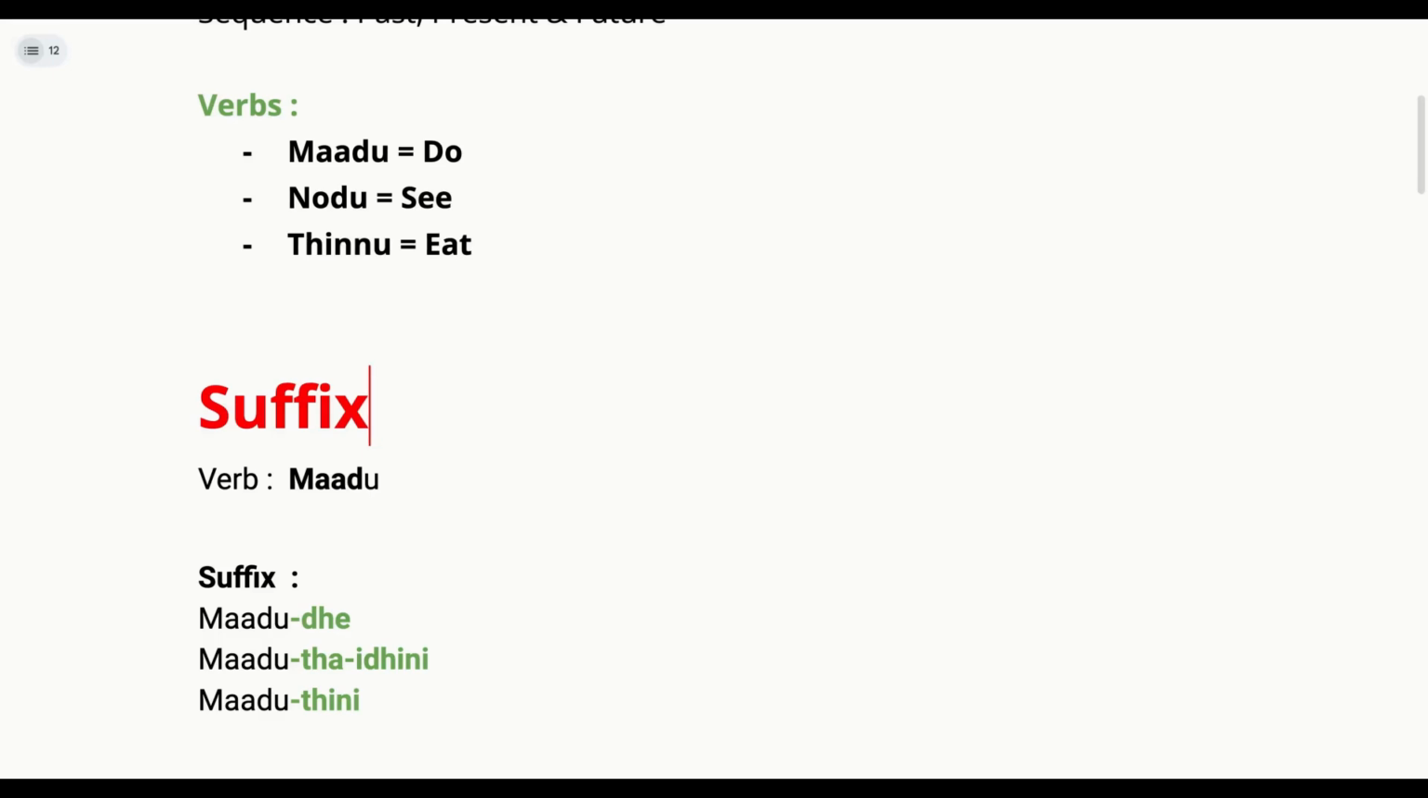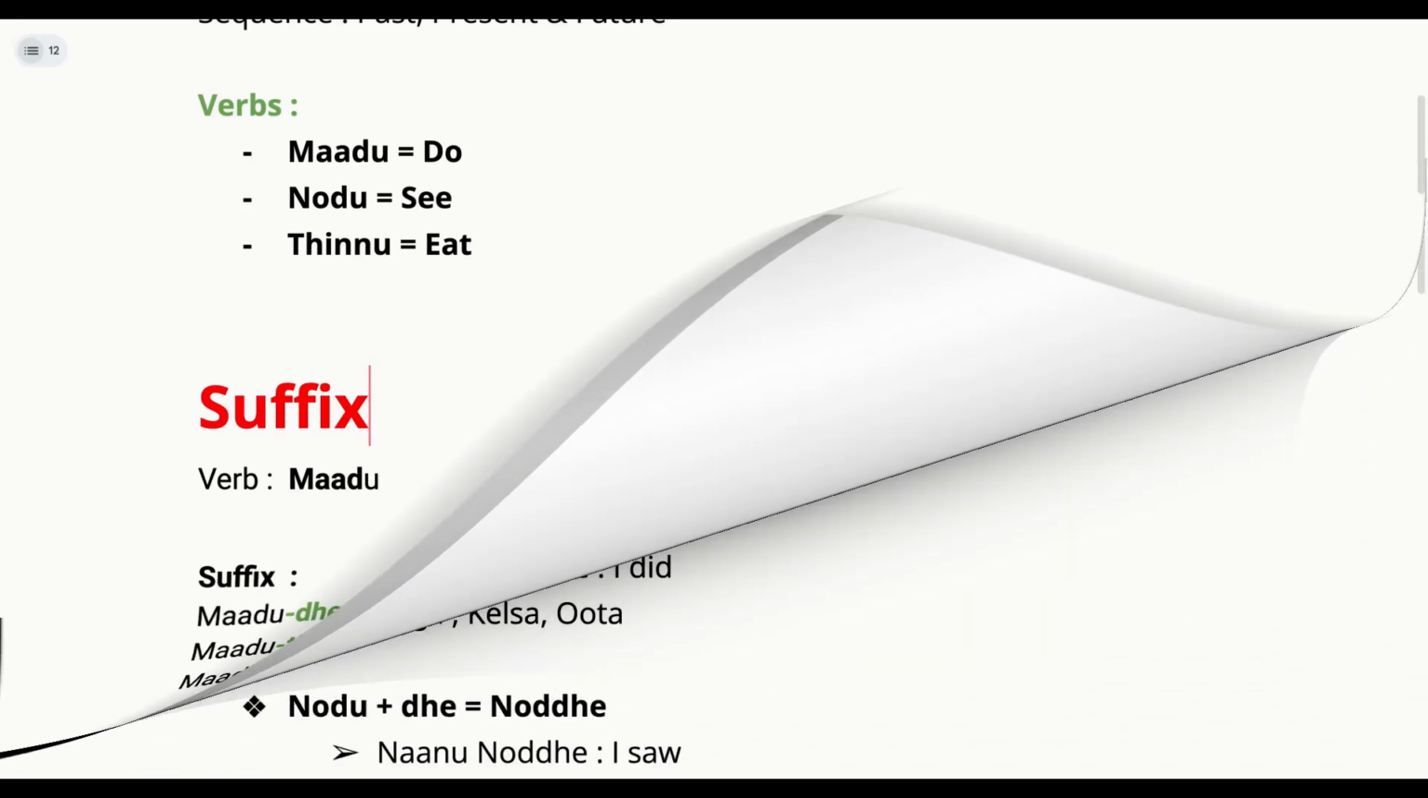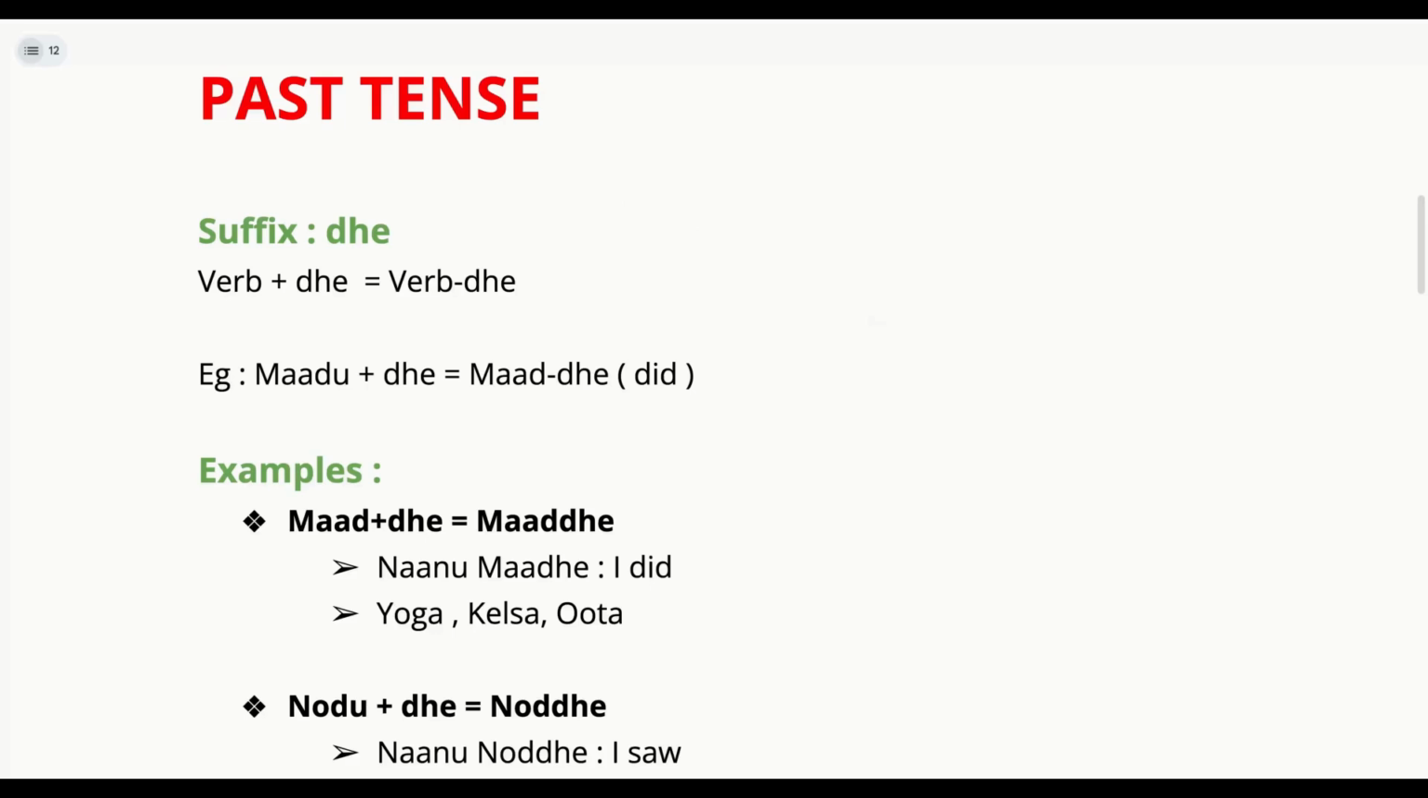As of now, you don't have to memorize these things, but please understand that the first part of the verb will remain as it is, and based on the tense, we are going to attach a different suffix to it, like de, ta idini, tini, like that. Okay, cool. All right, we are going to take I, first person perspective, and see how to form past tense.